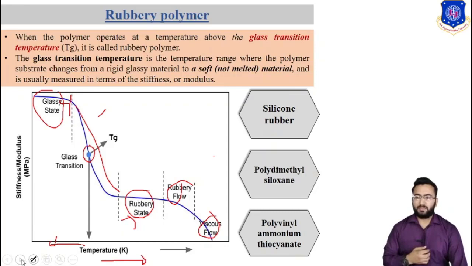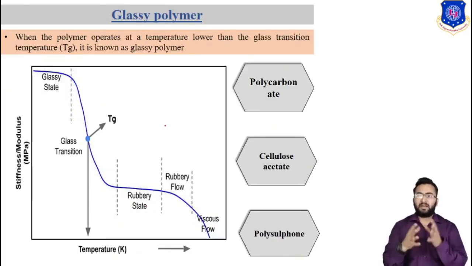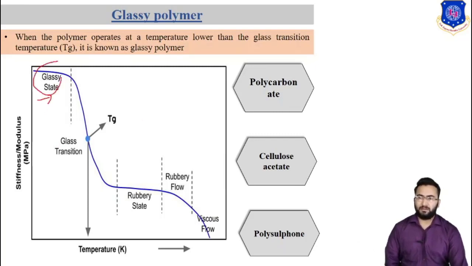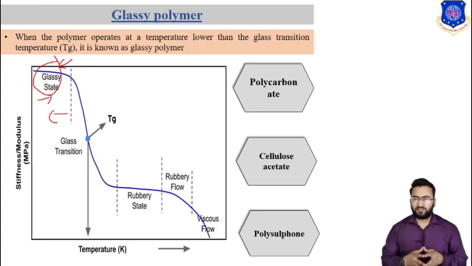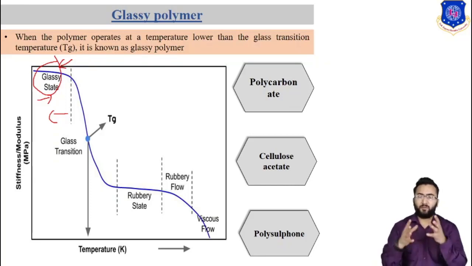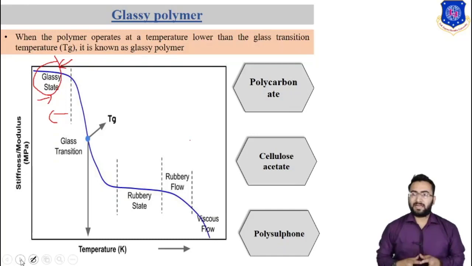Now let us discuss the glassy polymer. When the polymer operates at a temperature lower than the glass transition temperature, it is known as a glassy polymer, which state is shown in this figure. If we reduce the temperature below the glass transition temperature, we get the glassy state. These polymers are crystalline. Segmental motion or rotation of the polymeric molecules is restricted, leading to a heterogeneous polymer structure. Polycarbonate, cellulose acetate and polysulfone are examples of glassy polymer. So this is all about the glassy polymer membrane material.